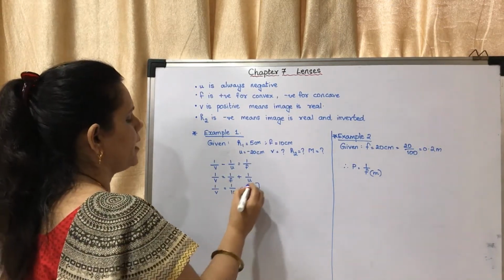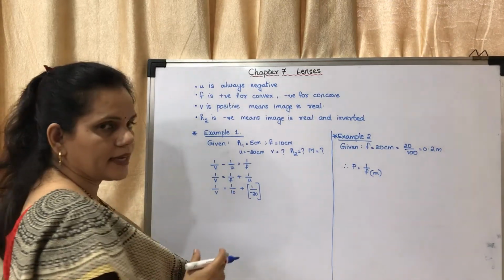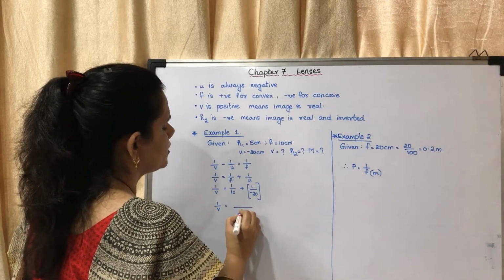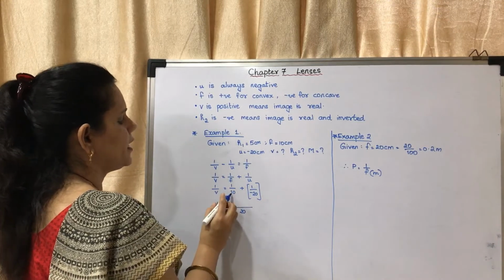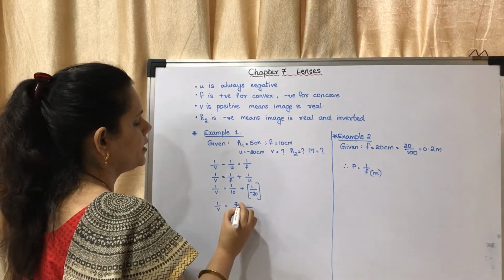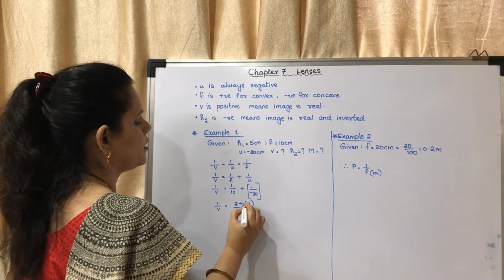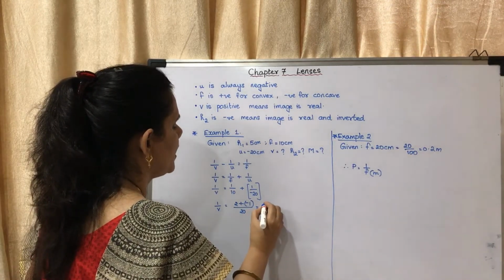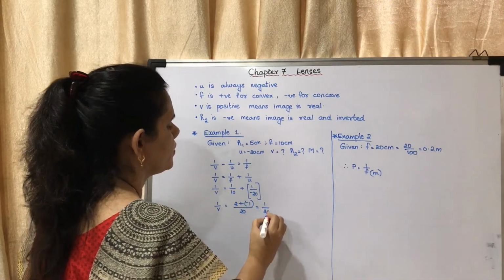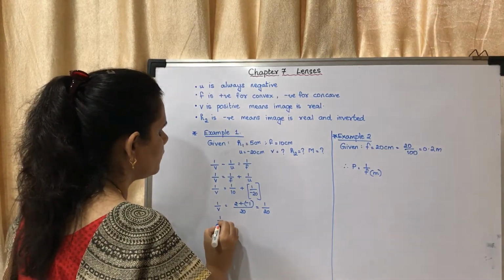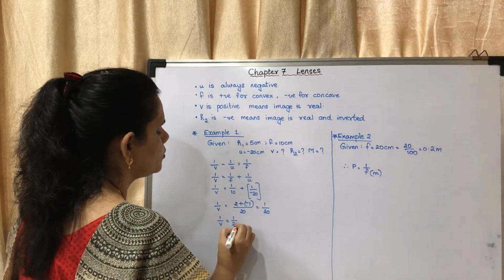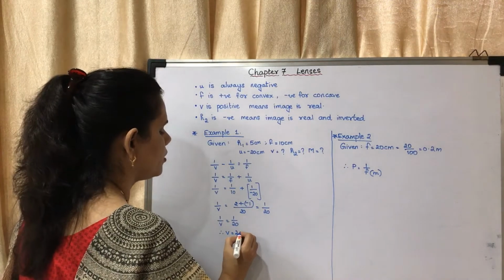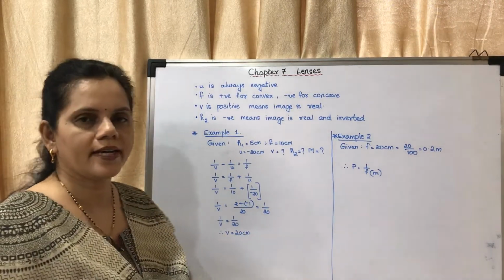Now cross multiplying, or by taking the LCM. What will be the LCM? The LCM will be 20. How many 10s are 20? 10 2s are 20 and 20 1s are 20. So it will become 2 plus minus 1 upon 20. So you will get 1 upon 20. So 1 upon V is equal to 1 upon 20. Therefore V is equal to 20 centimeter.